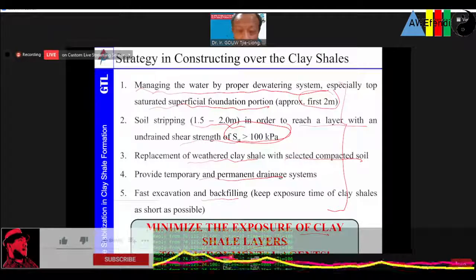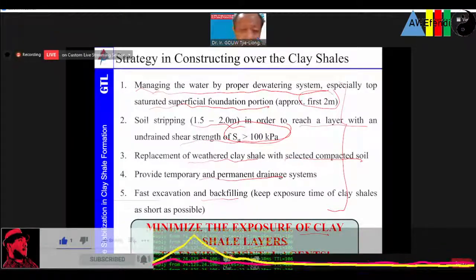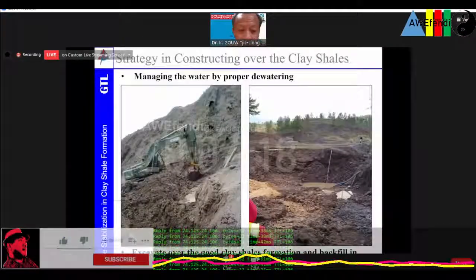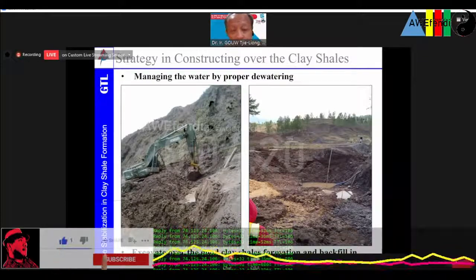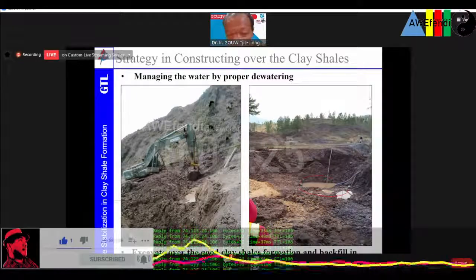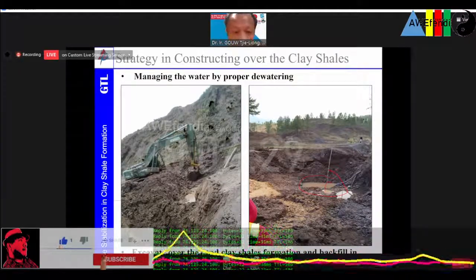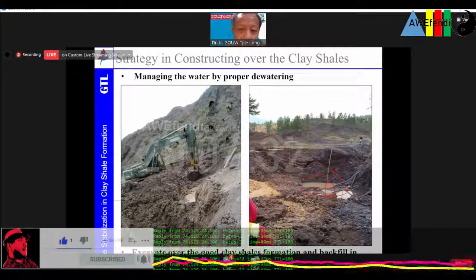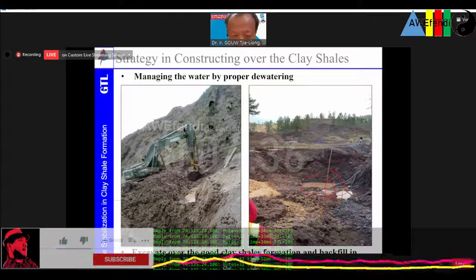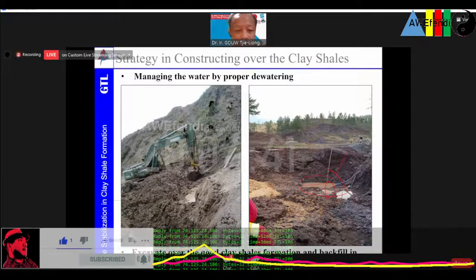So to prevent it to experience weathering and losing the shear strength. Right? So first, of course, like I say, managing the water by proper dewatering. Yeah, we cut some pit area and put some pump over there. Yeah, to channelize some water to go in over here, and then we pump it out. Excavate over the good clay shale formation and backfill in the limited time as possible.